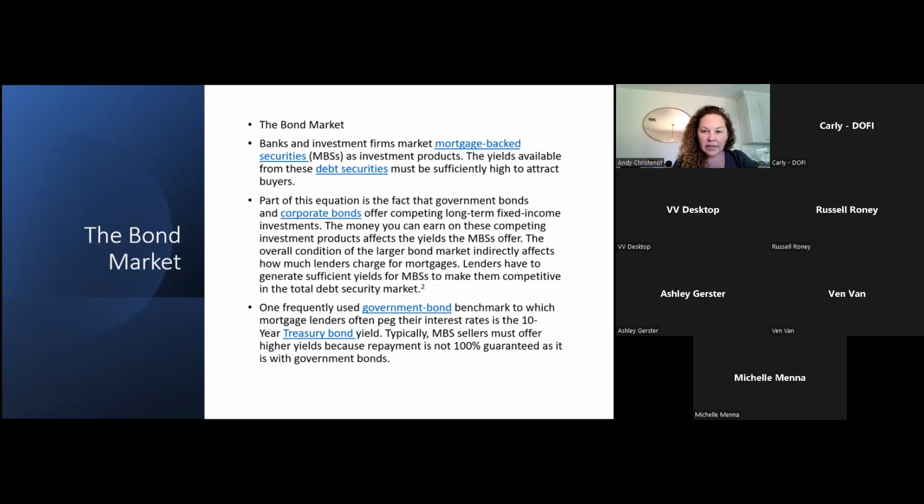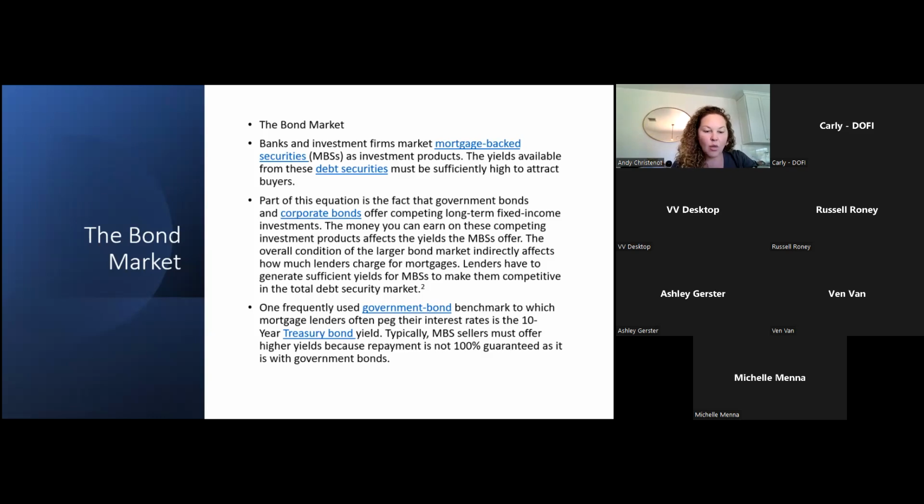The yields available from these securities must be sufficiently high to attract buyers. So mortgage bonds, just like stocks, there's a supply and demand. When a stock is in really high demand, the value of it is more valuable. When people start selling off a stock, the value of that stock drops. The same goes for mortgage-backed securities. As investors purchase mortgage-backed securities, that's a good thing, and that generally means that interest rates are going down. When investors are pulling out of mortgage-backed securities and selling them off or not buying as many, interest rates go up.